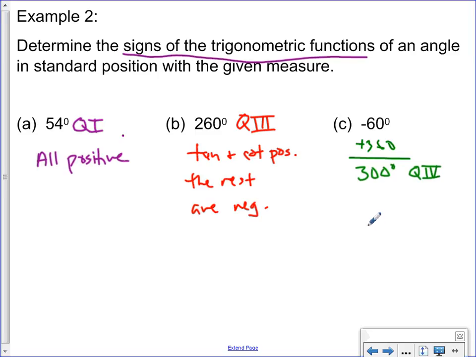All right. In quadrant 4, what's positive? Cosine and secant are positive. Yes, Ms. Zara. Sorry, Paige. I'm sorry. Yes, Paige.